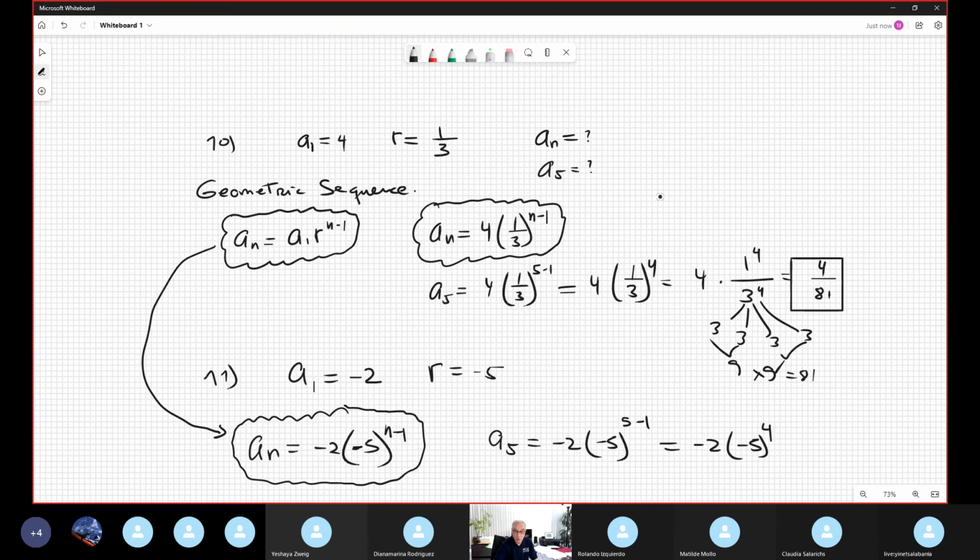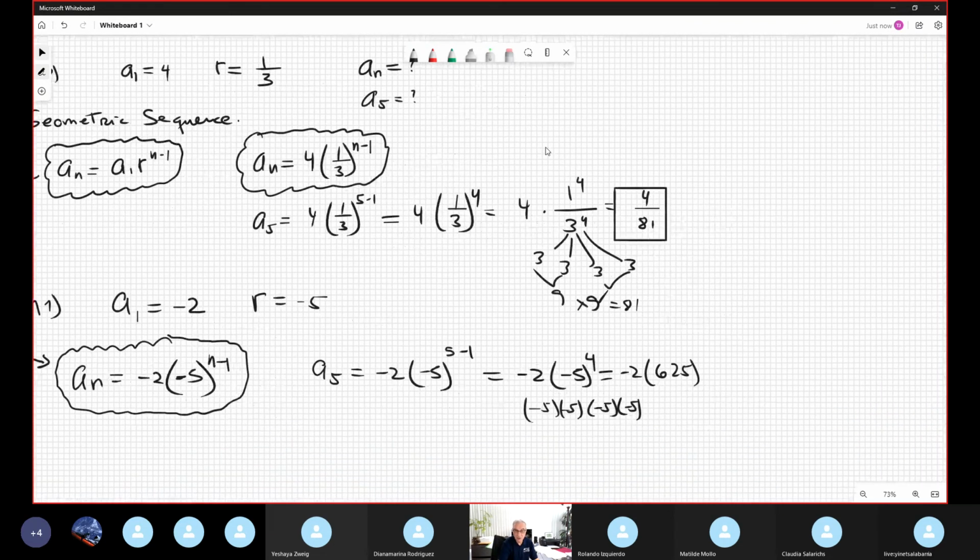And negative 5 to the 4th power is negative 5 times negative 5, and so on. When you put it in the calculator, negative 5 to the 4th is obviously positive, no? Positive 625. And negative 2 times positive 625, because we have 4 negatives, so we have an even number. It's obvious, no? When you have an even exponent, the answer is positive. And finally the multiplication is negative 1250. Boom. Final answer.